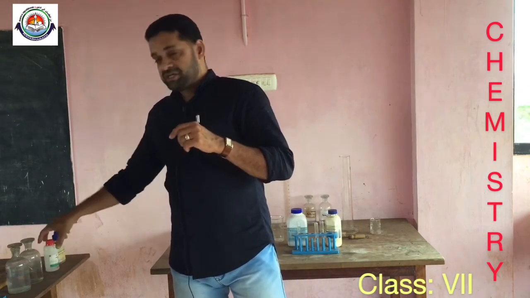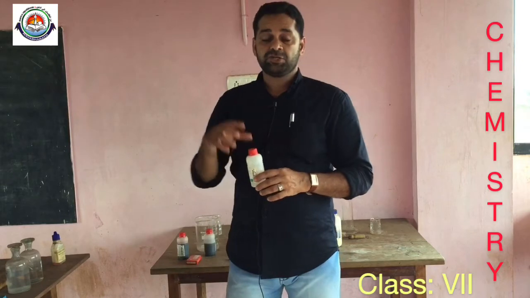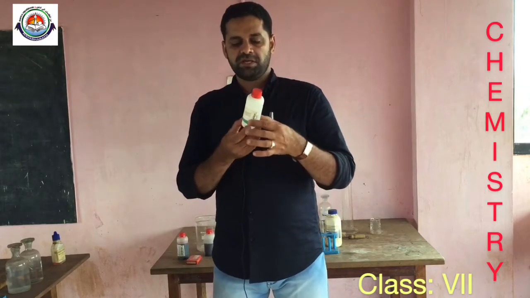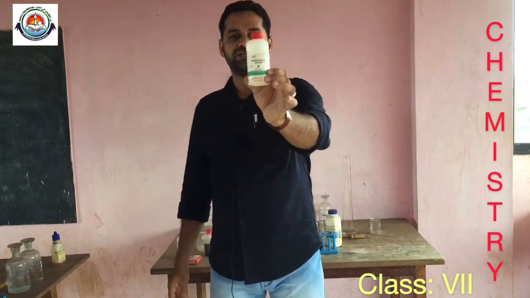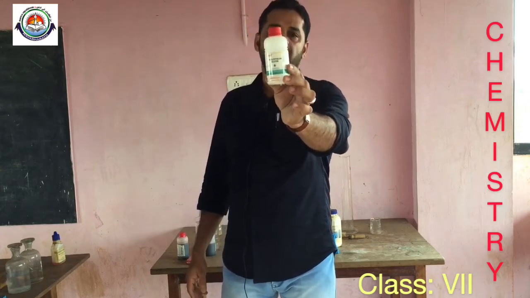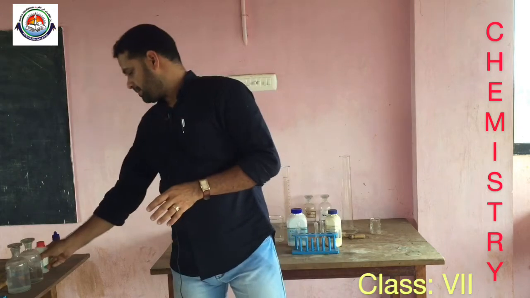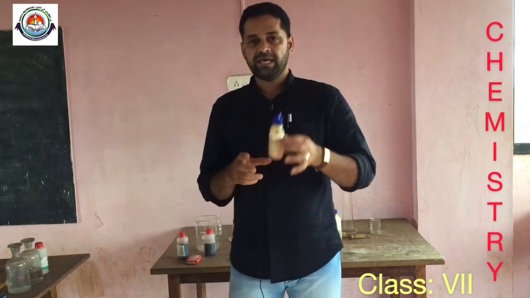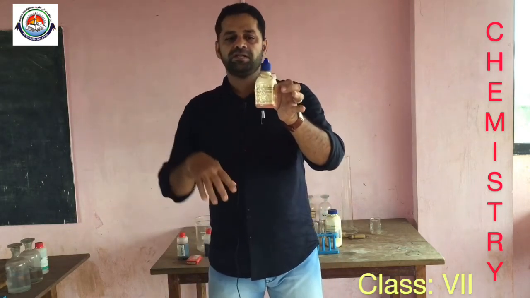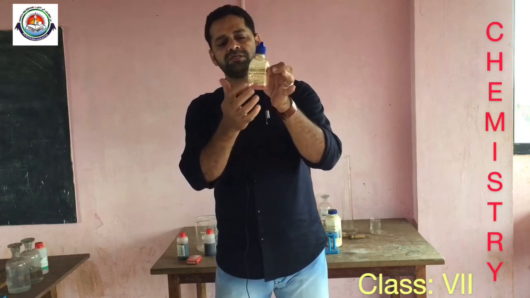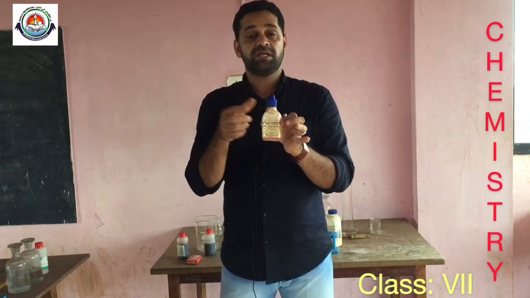Then I also mentioned some natural and synthetic indicators. Among synthetic indicators, one is phenolphthalein. This is phenolphthalein solution, a synthetic indicator, and another one is methyl orange. So these reactions we will discuss later. Okay, this is methyl orange, another synthetic indicator.